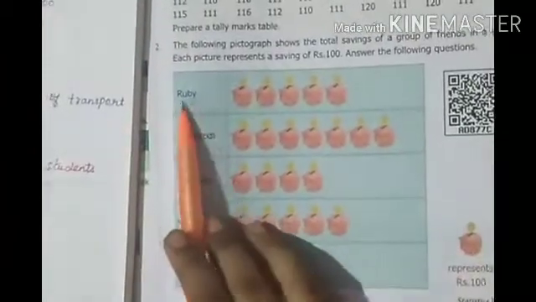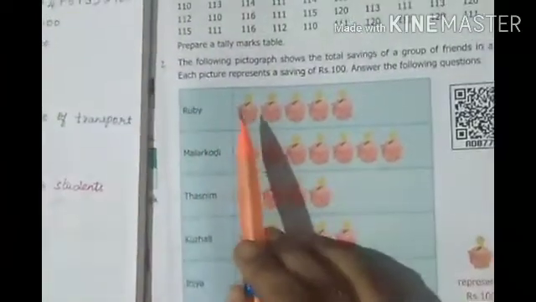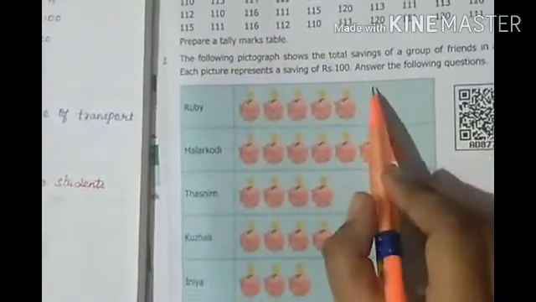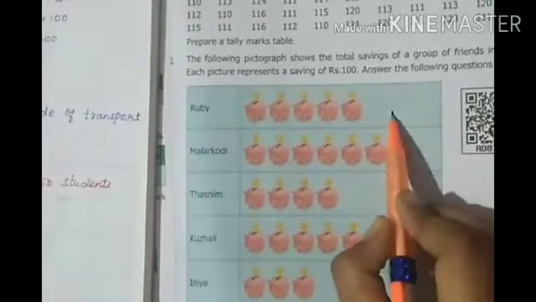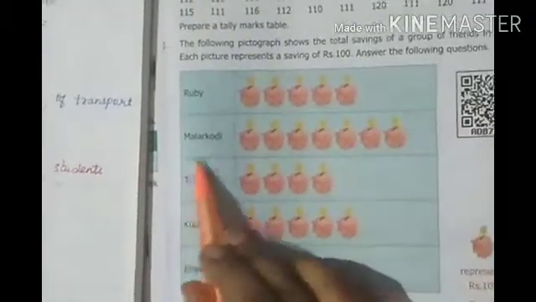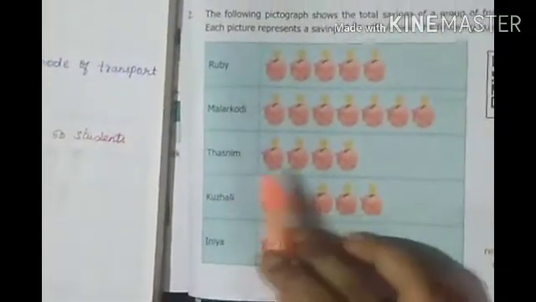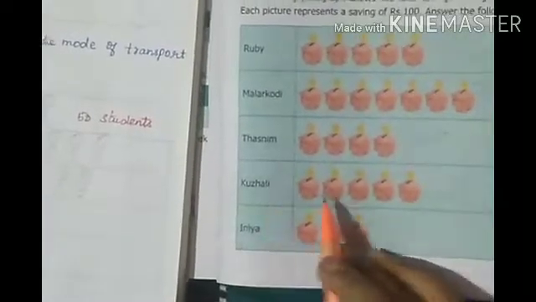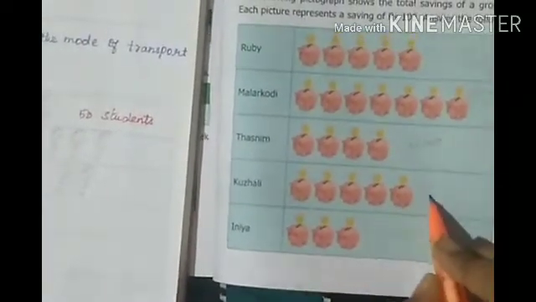How much does Ruby have? 1, 2, 3, 4, 5. So 5 into 100 is 500, so her saving amount is 500. For Malarkodi, 1, 2, 3, 4, 5, 6, 7. So 7 into 100 is 700. Next, Tasnim, 1, 2, 3, 4, so Tasnim is 400. Next, Kurali, 1, 2, 3, 4, 5, so it is 500. Inia has only 1, 2, 3, so 300. Okay children, is it easy to find that answer?